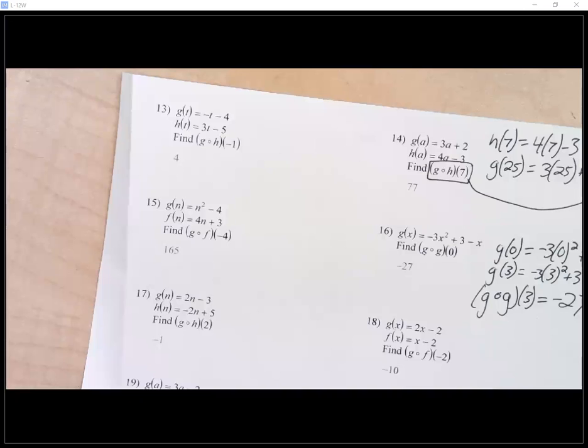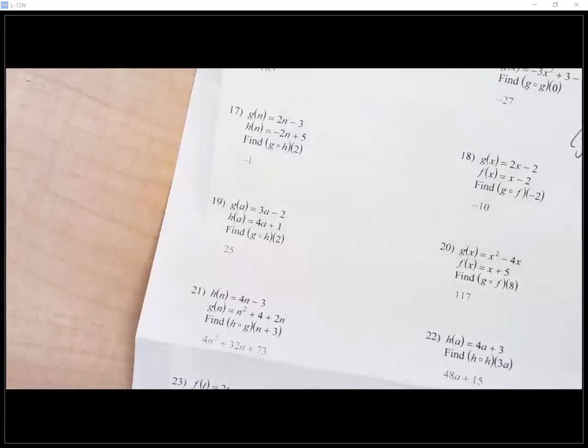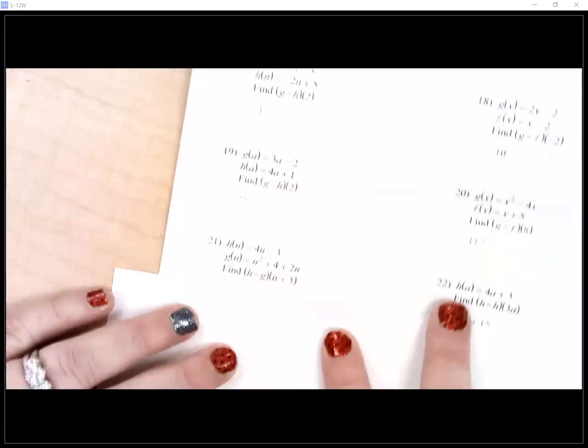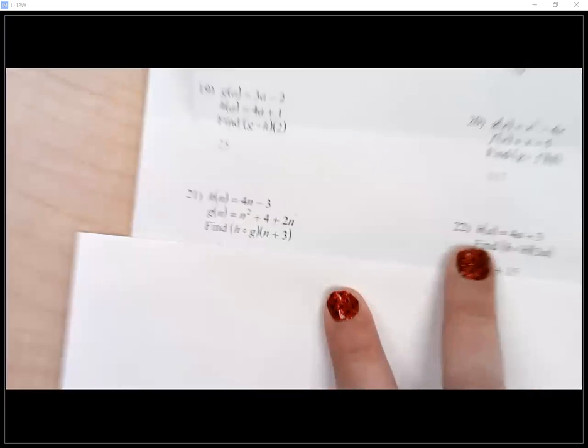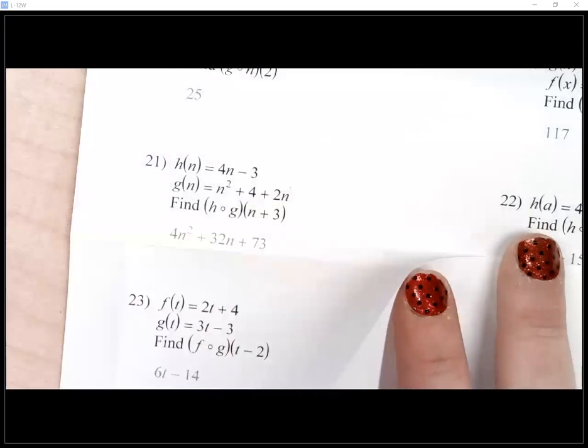Yeah, I got that one. I was so close. I'll do that one out. 22 is 48a plus 15. And 23 is 6t minus 14. 17? Yeah, I think I just made an error. Let me do 21 first, and then I'll jump back to 17. Wait, what was 23? 23 was 6t minus 14.